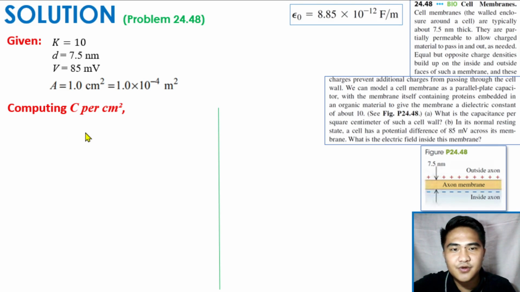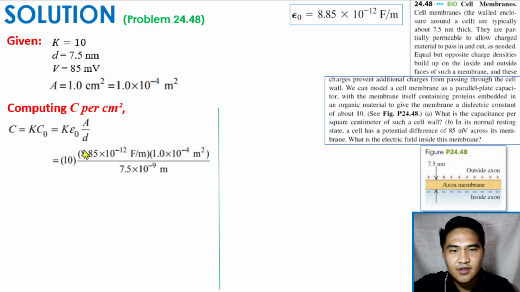Computing for the capacitance per square centimeter, we will use this formula. To get the C, or the capacitance, we will multiply the dielectric constant with the capacitance in vacuum, giving us K epsilon naught A over T. Substituting the values, we have K, the dielectric constant, epsilon naught, the area, and the distance. This will give us 1.18 times 10 to the negative 6 farad, or 1.18 microfarad per square centimeter.